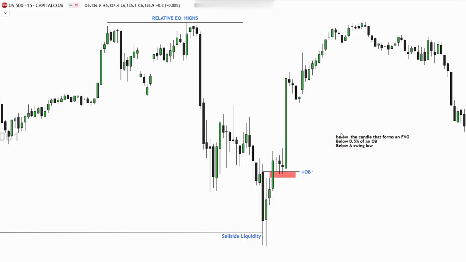So you can place your stop loss below the candle that forms an FVG, this one here, the second candle, 1, 2, 3, or below 50% of this order block. Somewhere at 50%, so you can put it on the lower quadrant, or below this swing low. So those are the three areas that you can use, depending on your risk management, of course. So this becomes a reversal order block.